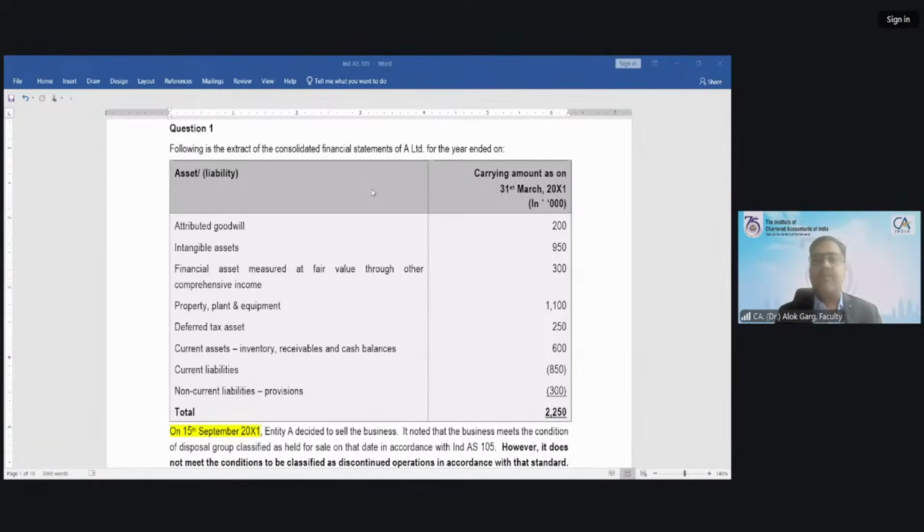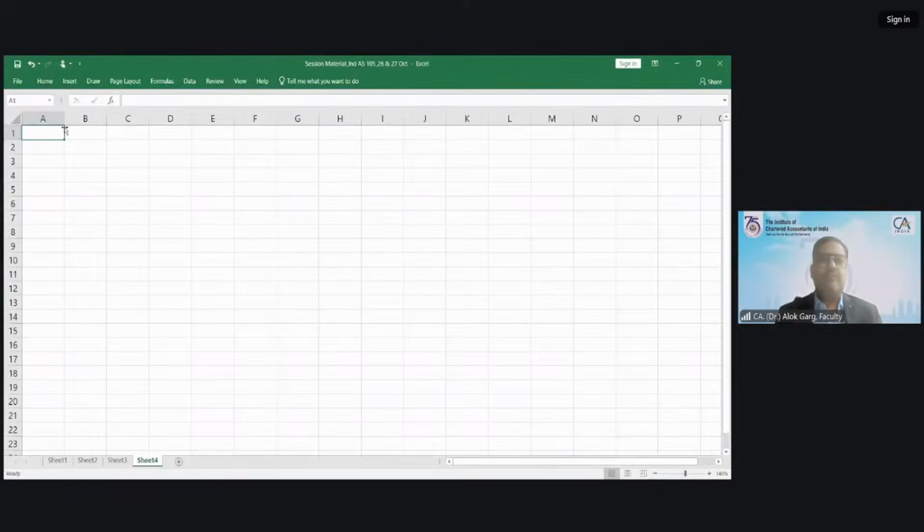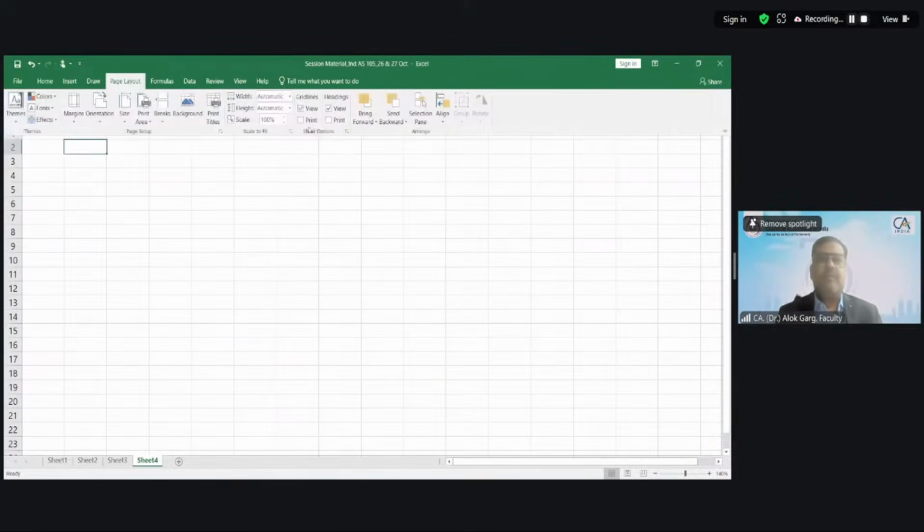Please confirm once the Excel file is visible. Is it visible now? Yes, visible.